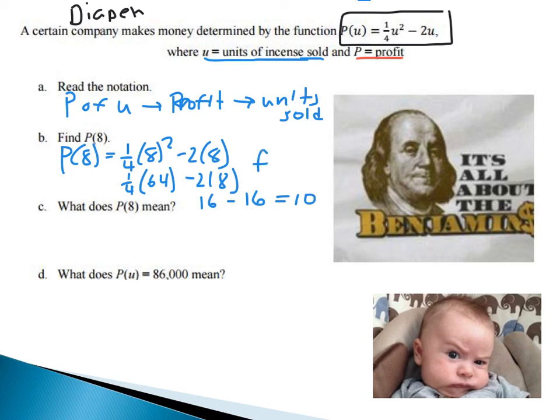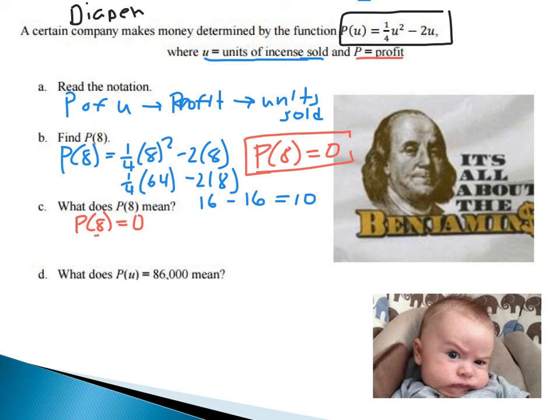What I found here, let me draw it in red, is that P of 8 equals 0. Oops, not 10, my fault. Why did I write 10? So what does P of 8 equals 0 mean?